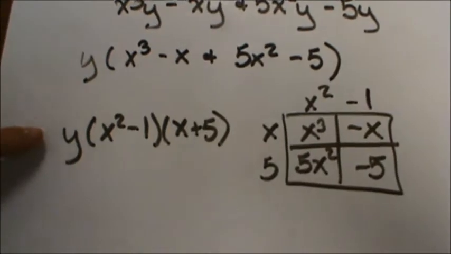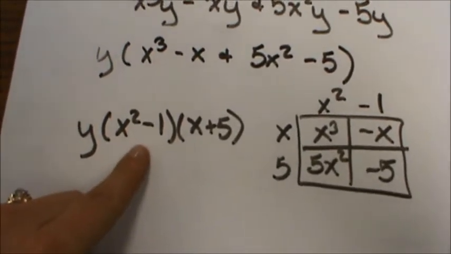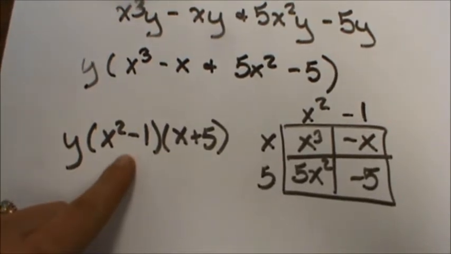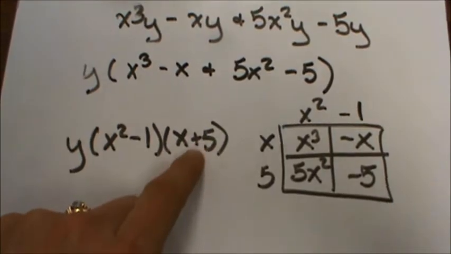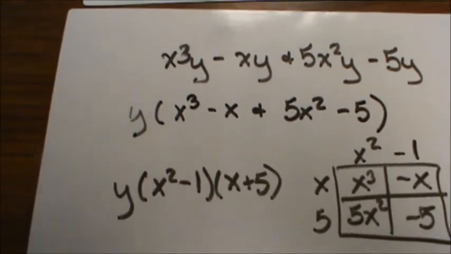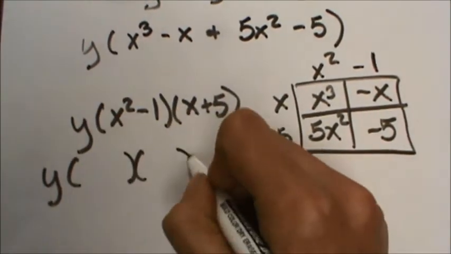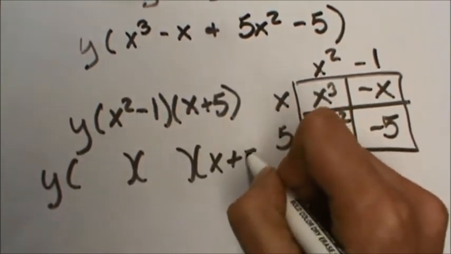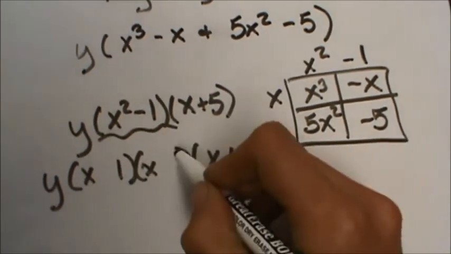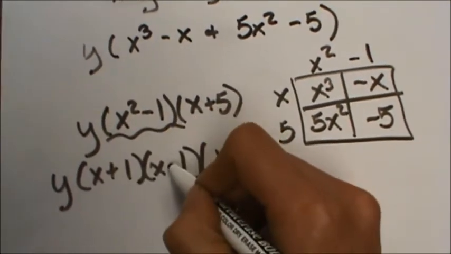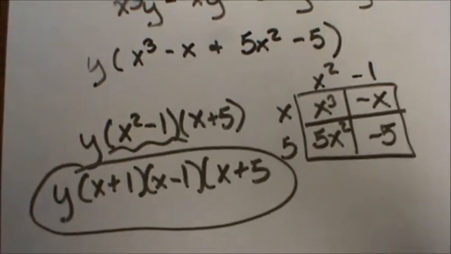My last step always is to double check that any factors I wrote down can still be factored. This one right here causes a problem. This is fine, but this one is a difference of perfect squares, difference of squares rule. So I'm going to change that factor, this one right here, into x plus 1 and x minus 1, one with a plus, one with a minus. Now I'm done.